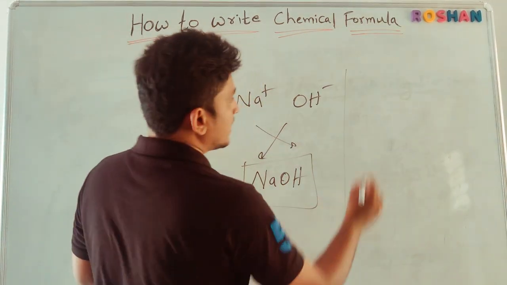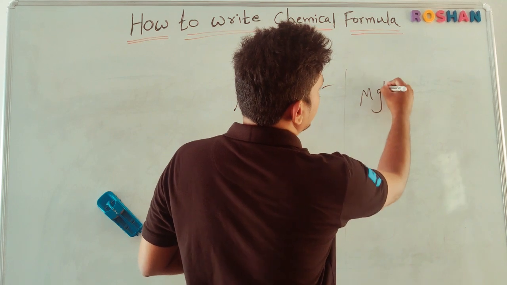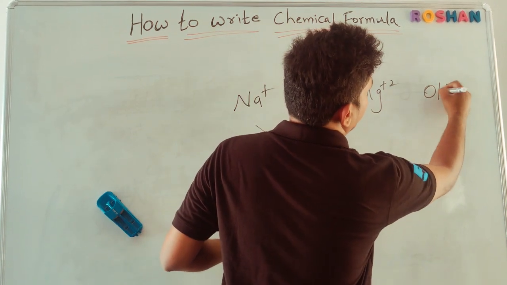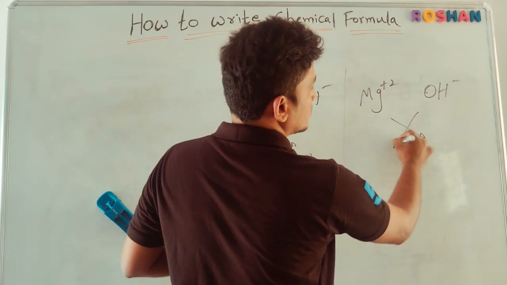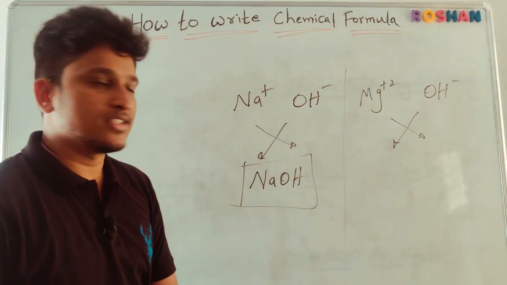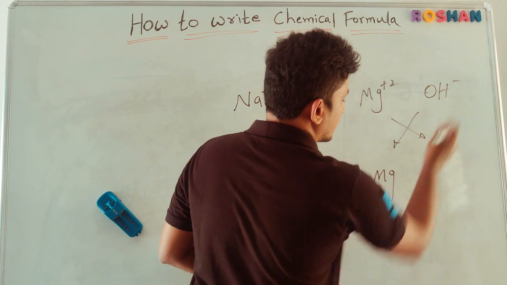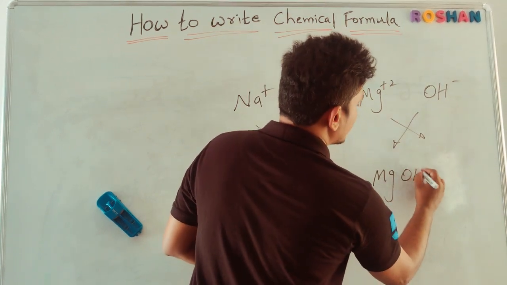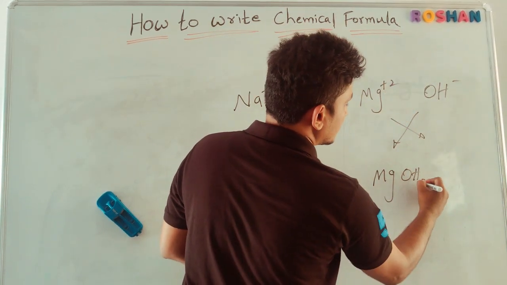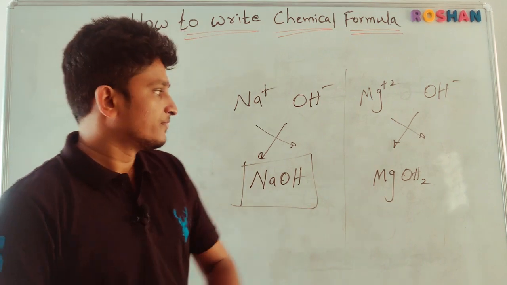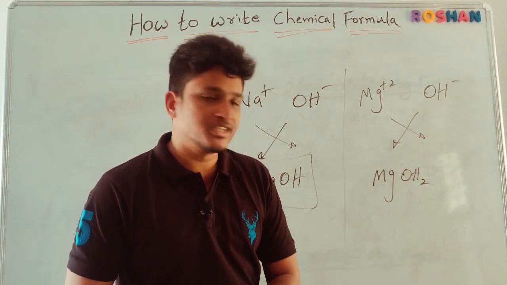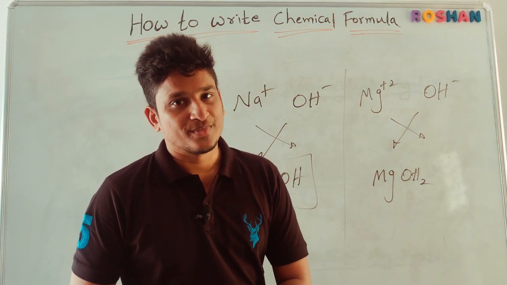Now, magnesium ion, which is Mg plus 2, and hydroxide ion, which is OH minus. Same opposite ions we have taken. Now, what does the formula say? Is it the formula Mg, charge number is 1, so 1, OH, opposite ion charge number is 2? Is it the correct formula, students? Is it the correct way of representation? The answer is no. Absolutely no.